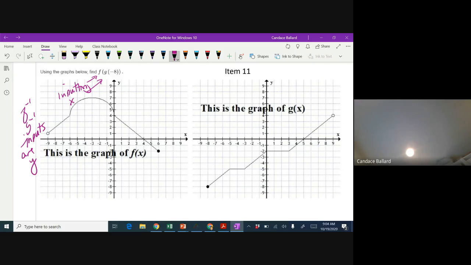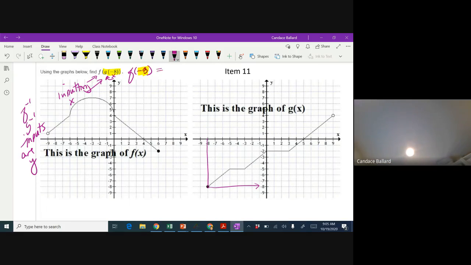Okay. So my problem says I'm going to put in the x value of -8 at G. So I'm going to go to my G graph. I'm going to go to -8 on the x axis, and I'm going to read off the y value, which also happens to be -8. Notice how I substituted this in for it. I substituted the -8 in for the G of -8 because that's what I calculated.